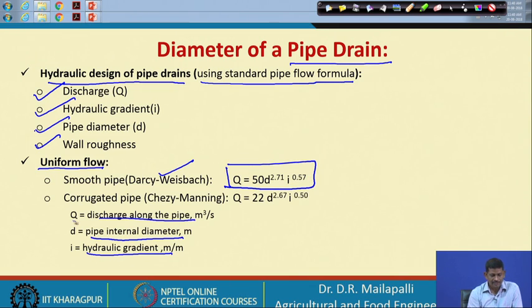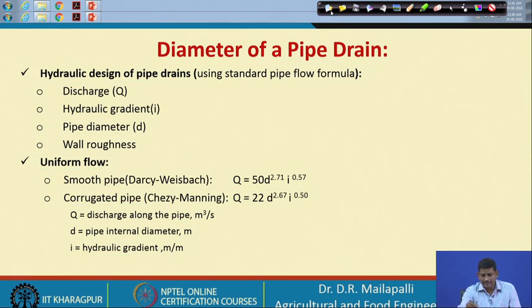The units are given, whereas for corrugated pipe, the Chezy-Manning's equation, Q is equal to 22 d power 2.67 I power 0.50. Okay. So, you have to remember this. If you look at these equations, for corrugated pipe the discharge is almost 50% lower, right. Here, 50 and 22, almost 50% less discharge you may expect in corrugated pipes along the pipes.